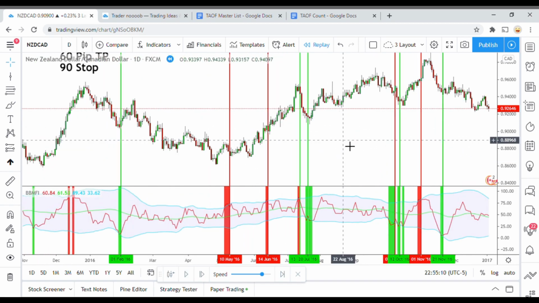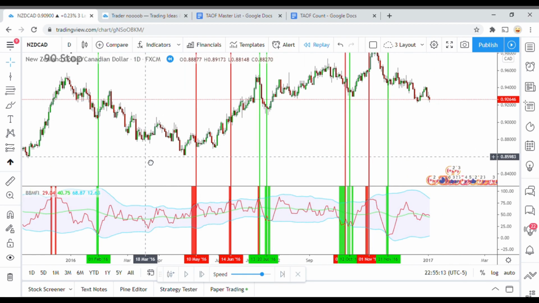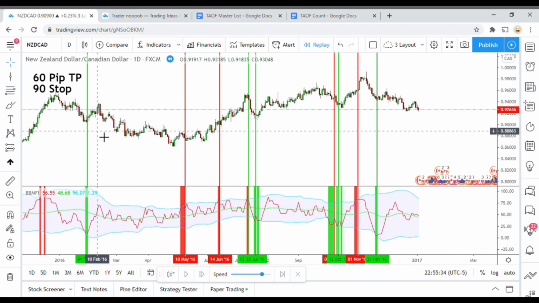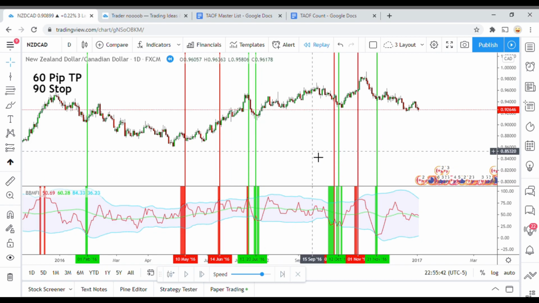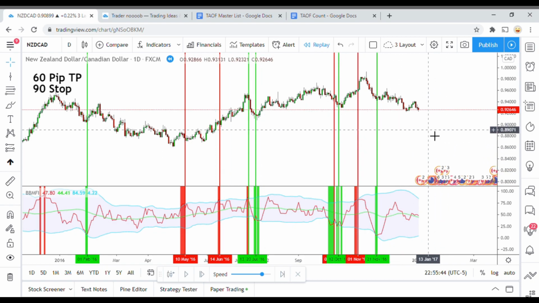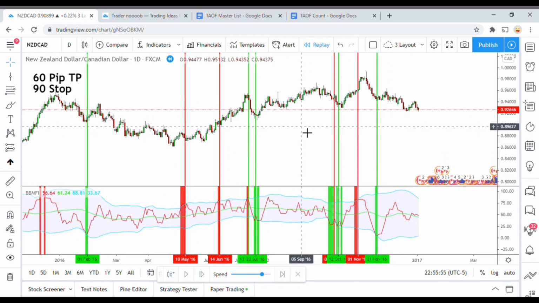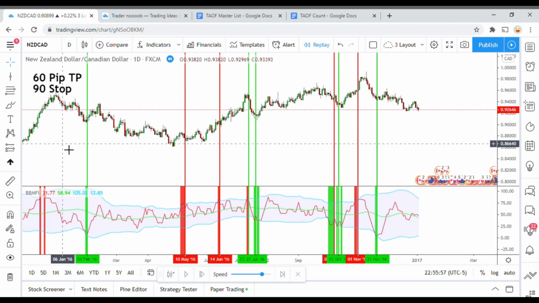And that puts us there at the end of the year. Let's add these up and see what we get out of them. So we have 1, 2, 3, 4, 5, 6, 7, 8, and 9. So 9 trades all together. And we have 1, 2, 3, 4, and 5 winning trades. And so unfortunately, that is not going to meet the 60% criteria.